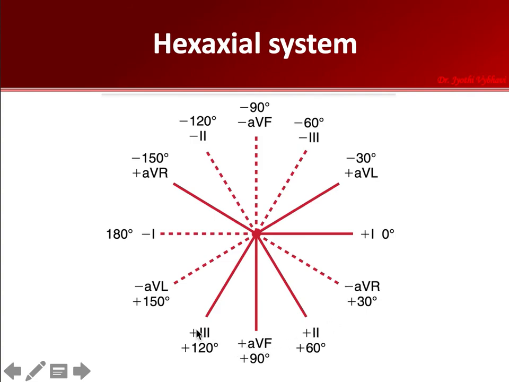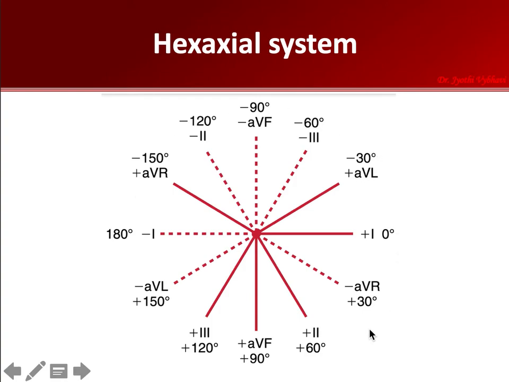Clockwise they have numbered up till 180 degree, whereas anti-clockwise the same thing is numbered in minus. So if you take this, AVR is at minus 150 degree, and AVL is at minus 30 degree. So this is the orientation, and you should also remember the polarity, where is the positive. Even though it is at minus 30, AVL's positive pole is at minus 30, and AVR's positive pole is at minus 150. So this is the hexaxial system.